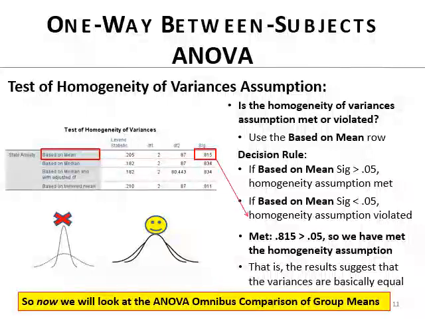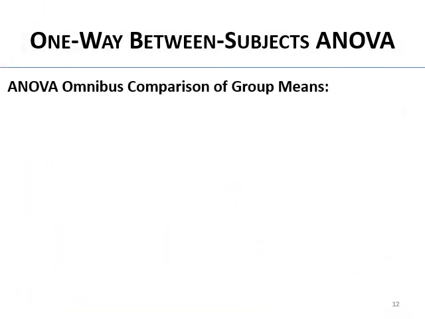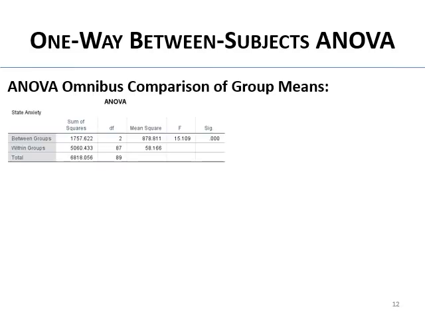So now we can go ahead and look at the actual ANOVA omnibus comparison of the group means. This is the fun part. This is where we're actually looking at whether test difficulty affected their anxiety. All right, so this is going to be the omnibus test of the actual anxiety means. It's not surprisingly called ANOVA, and you can see there's a couple rows in there. There's between groups, within groups, and a row called total.